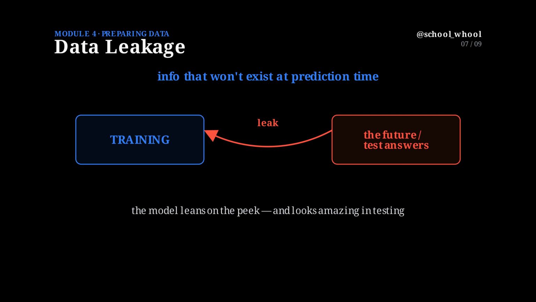Data leakage is when information sneaks into training that the model would never actually have when making a real prediction. The model learns to lean on that peek at the answer. So it scores brilliantly on your test, because the test is contaminated too, and then flops the moment it faces genuinely new data.